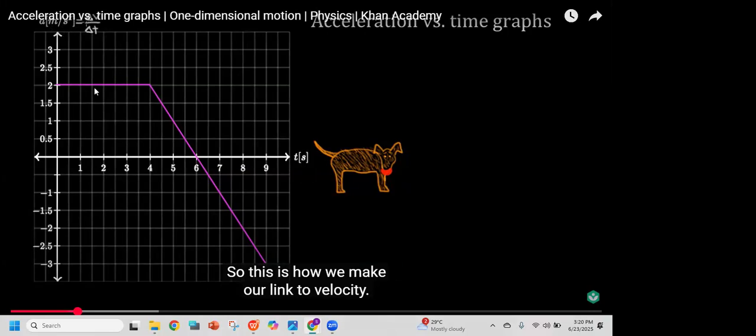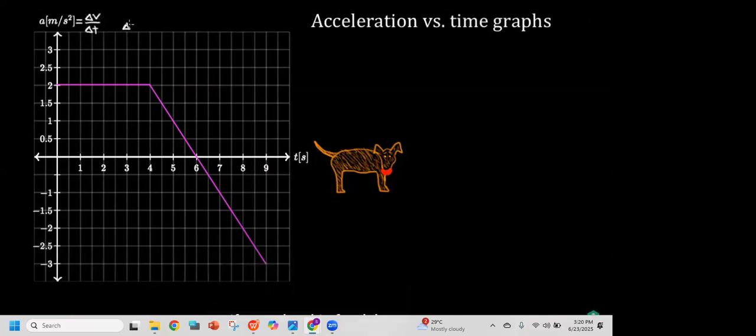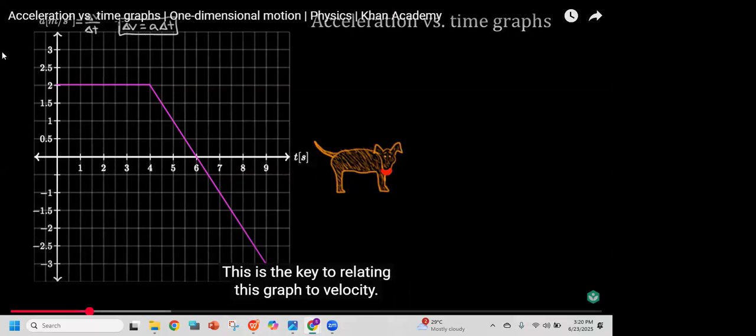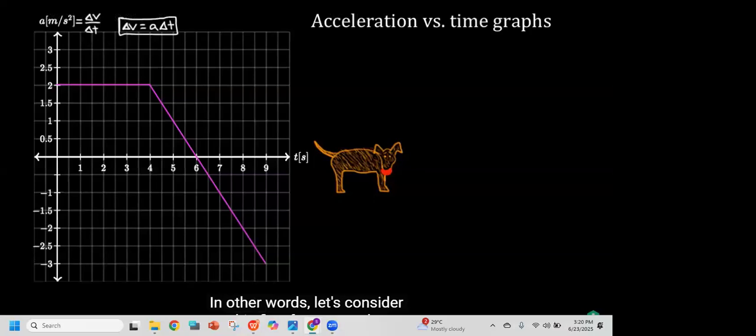Okay. So we're going to look at change in velocity. We know acceleration is equal to change in velocity divided by change in time. So if we solve this for delta v, we'd get that the change in velocity over some time interval will be the acceleration during that time interval times the time interval itself, how long did that take? And this is the key to relating this graph to velocity. When I rearrange this equation to make delta v the subject, I get change in velocity is equal to acceleration times time.